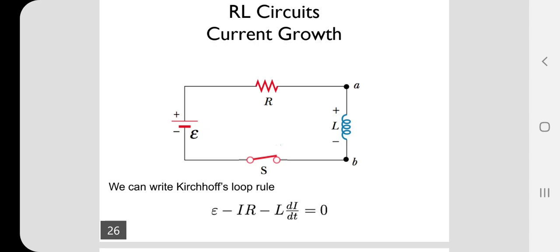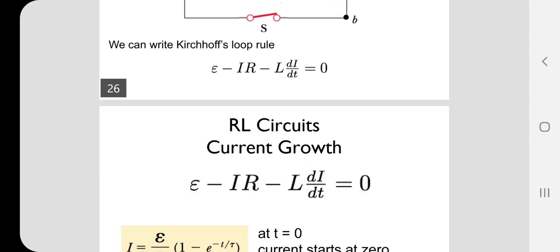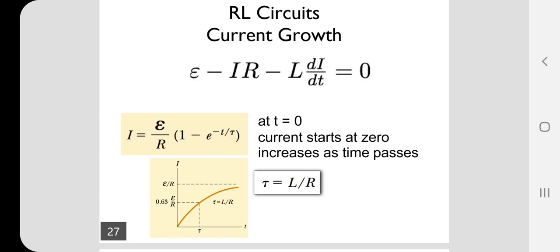Here the current passing through gives IR, the voltage drop across the resistance, and the voltage drop across the inductance, which is L dI by dt. Therefore E minus IR minus L dI by dt is equal to 0 from the given circuit, and this shows how the current grows. So V minus IR minus L dI by dt equals 0. Similarly we find I: I is equal to V by R into (1 minus e power minus t by RC) using the equation.